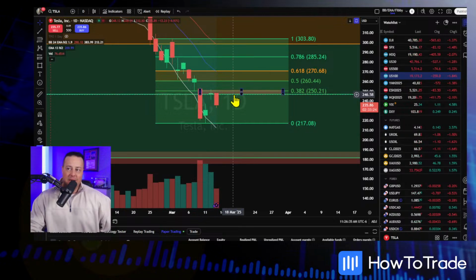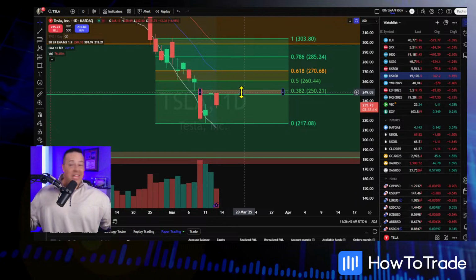You had to sell right there because you had a 246.58 monthly 78%, and then you come down to the daily. The daily was a 38%, plus you had 250, a big round number, a key level of 250.